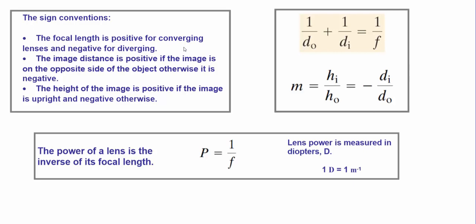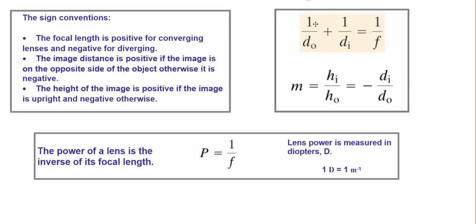Your focal length will always be positive if it's a converging lens, and it'll always be negative for a diverging lens. This is really important to pay attention to. This is where a lot of folks mix up their math because they forget this key tidbit. If F ends up being negative, you know you're dealing with a diverging lens. If you have a diverging lens, you better plug a negative number into this equation here when you're trying to calculate your other variables.